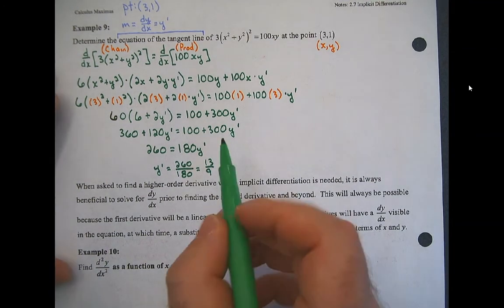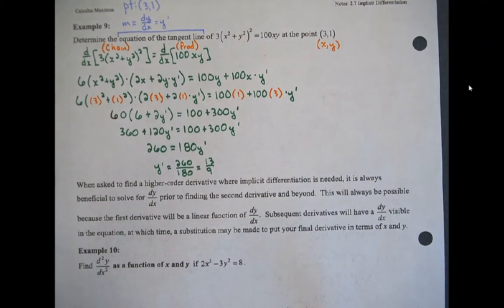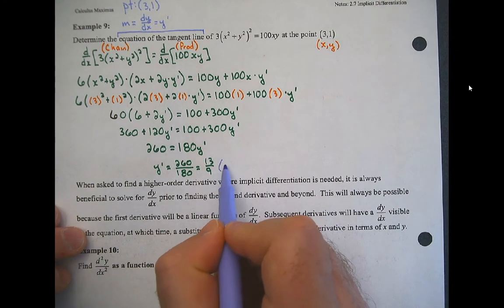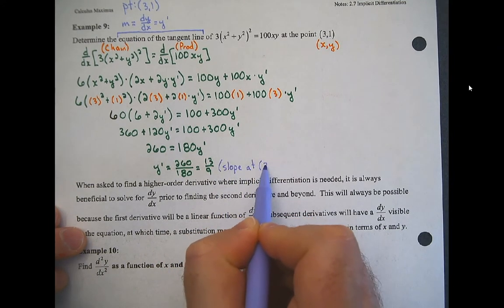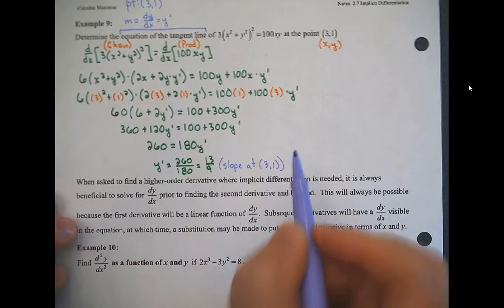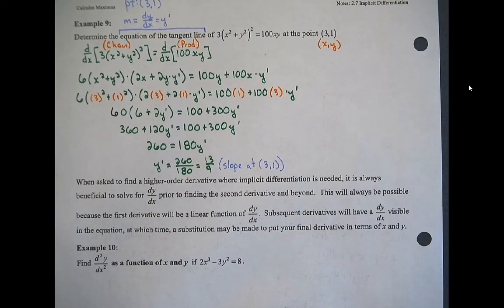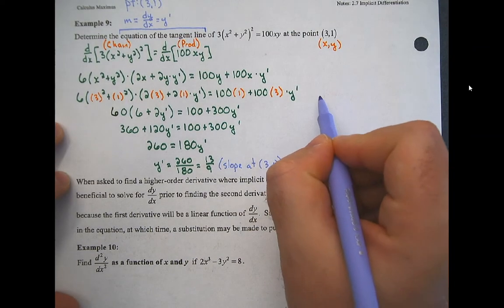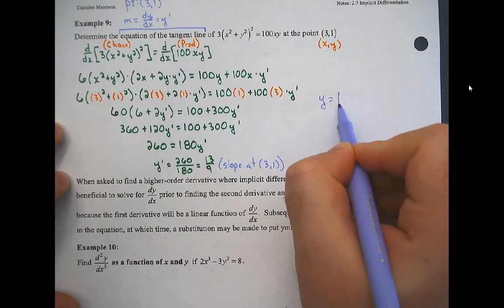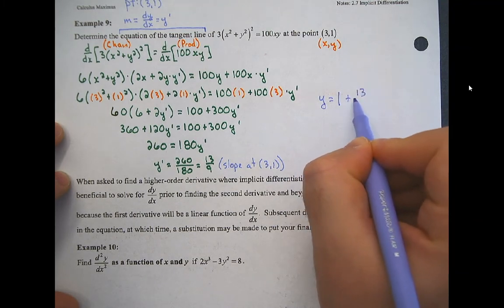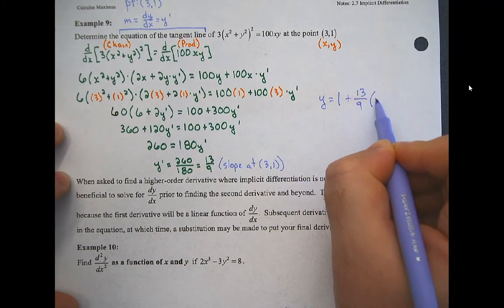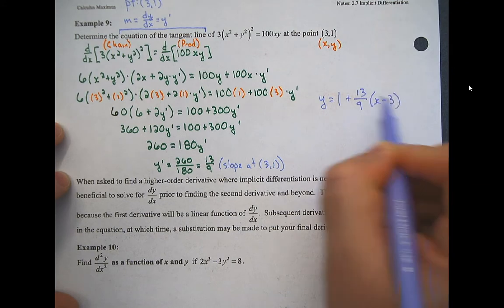Okay, now that's important. What is that? What did we just find? This is our slope at 3, 1. So now I can take this all together and make my equation. So my equation would be y equals y plus my slope times x minus 3.